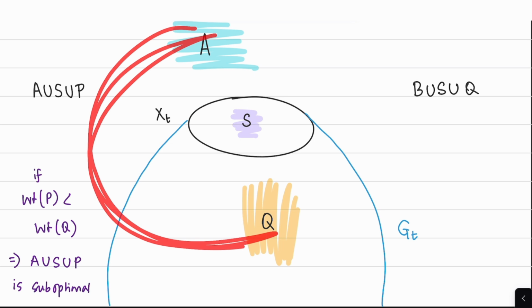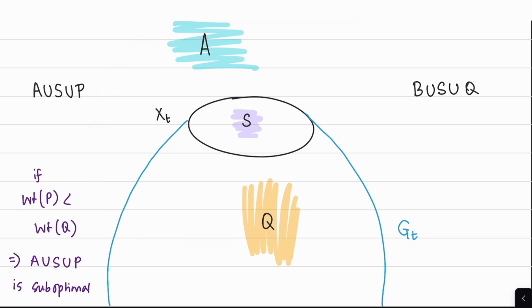Well, are there edges between A and Q? We know that there were no edges between A and P, but what about A and Q? Possibly there are edges between A and Q, but if you recall our discussions about separations, you know that Xt separates Gt from the rest of the world. So because of the separation property of a tree decomposition, we know that no vertex in A is adjacent to any vertex in Q.